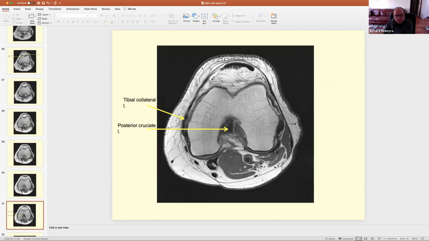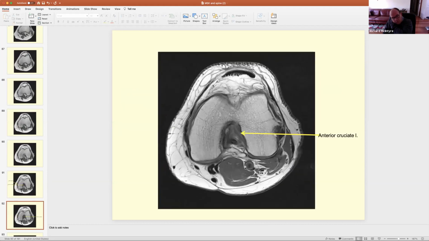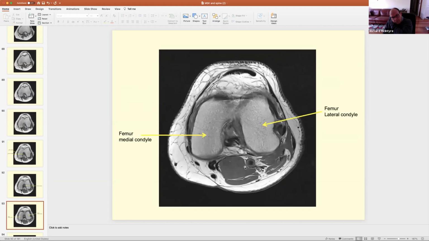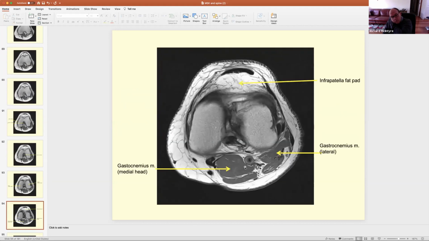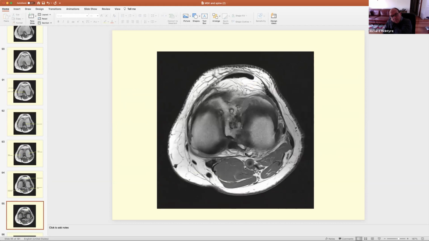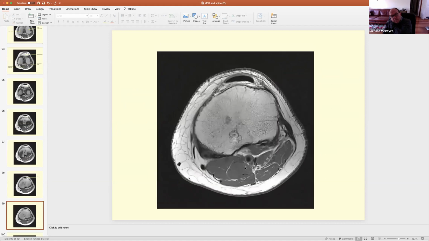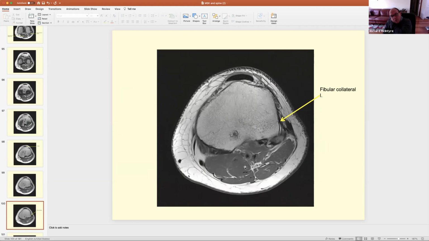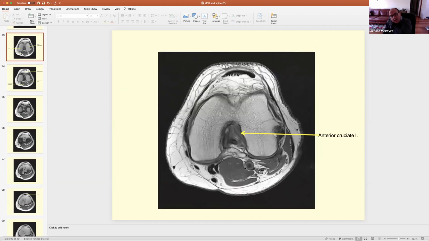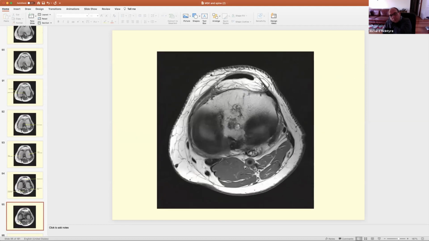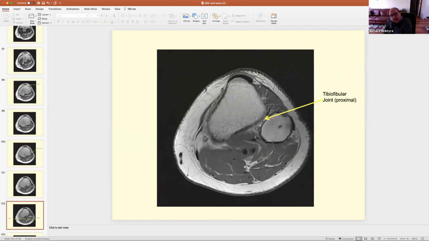Posterior cruciate, tibial collateral ligaments. Anterior cruciate. I can read, you see. Shows the lateral from the medial head of the gastrocnemius. Patellar tendon. Of course, the collateral ligaments are at the side of the knee. And we'll be able to see that that's the lateral because there's the fibula. Okay.